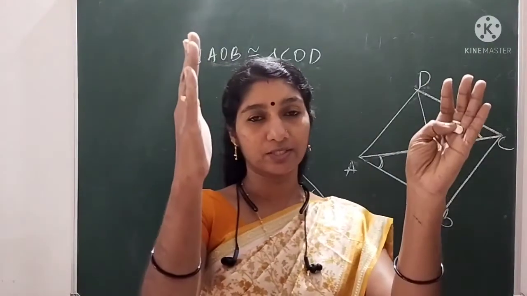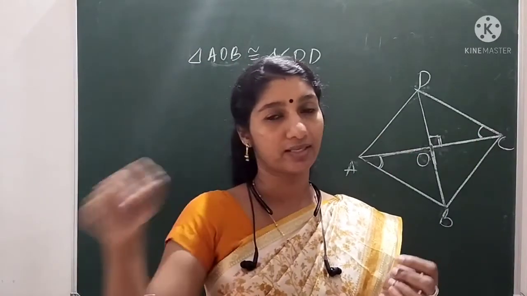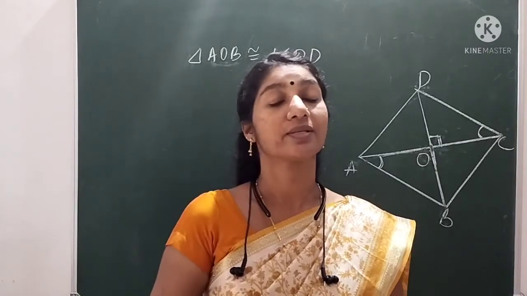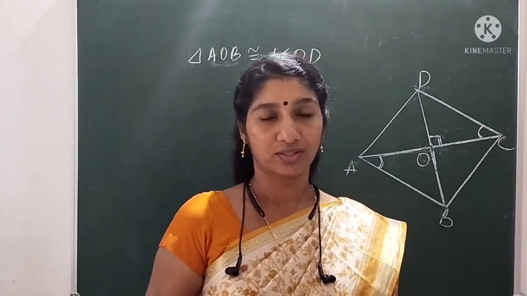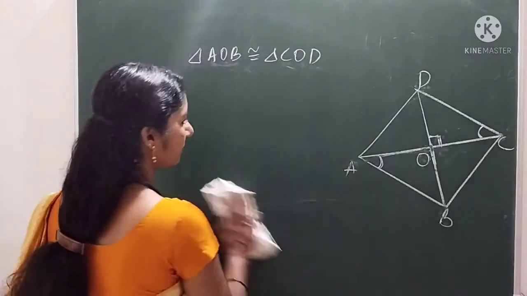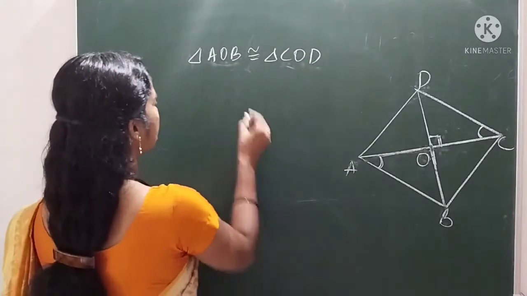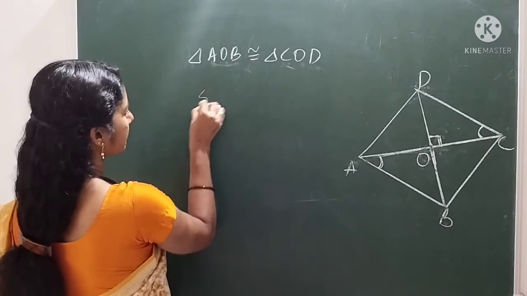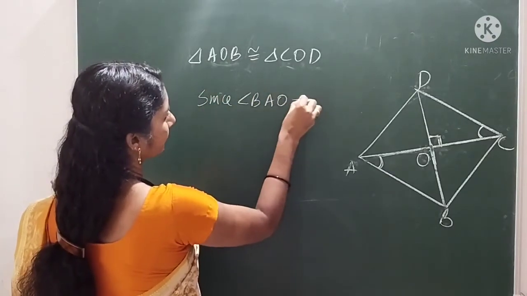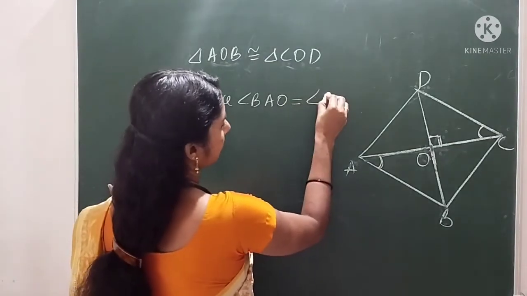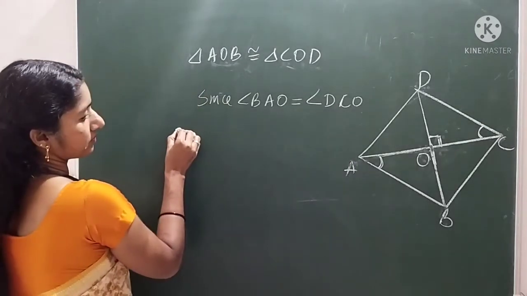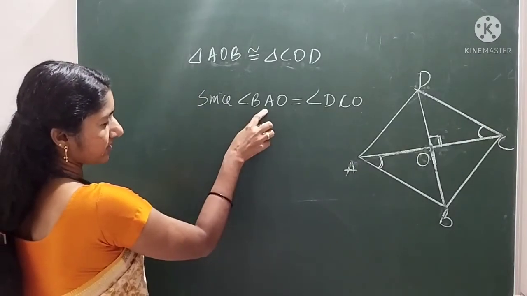See, if two parallel line segments are cut by a transversal, alternate angles are equal. If alternate angles are equal, then the two lines are parallel to each other. Only if the lines are parallel will we get equal alternate angles. So we can say AB is parallel to CD, since angle BAO equals angle DCO, that means alternate angles are equal.